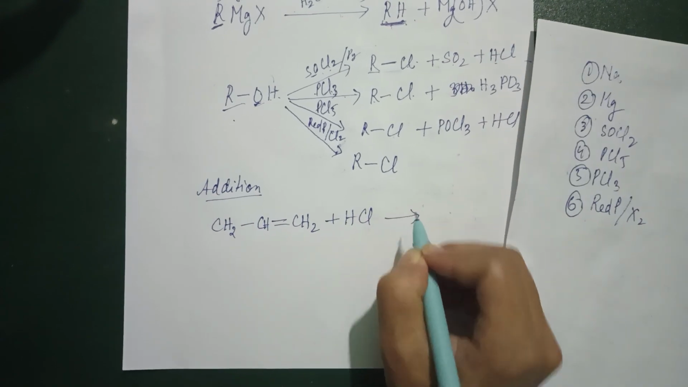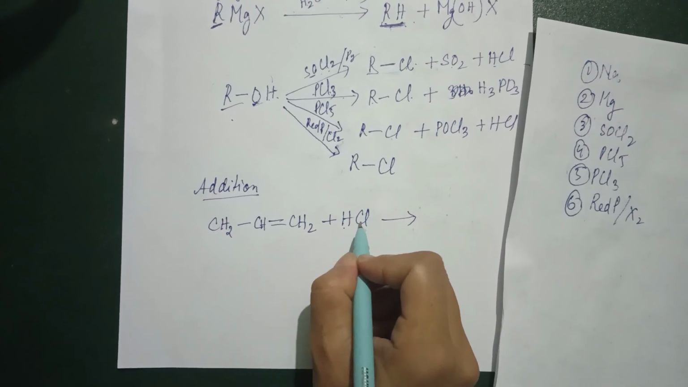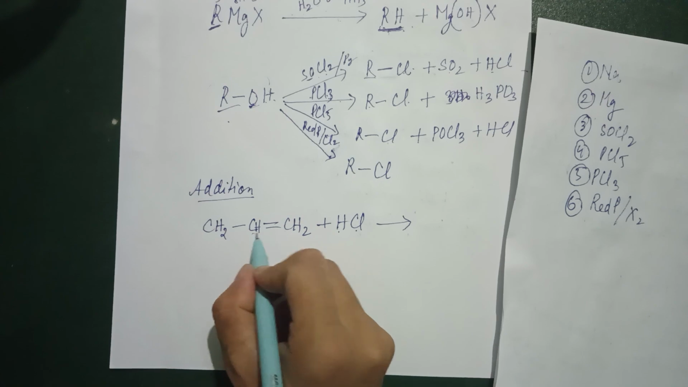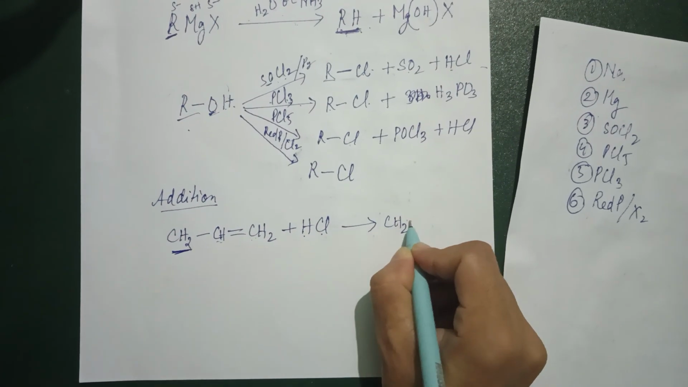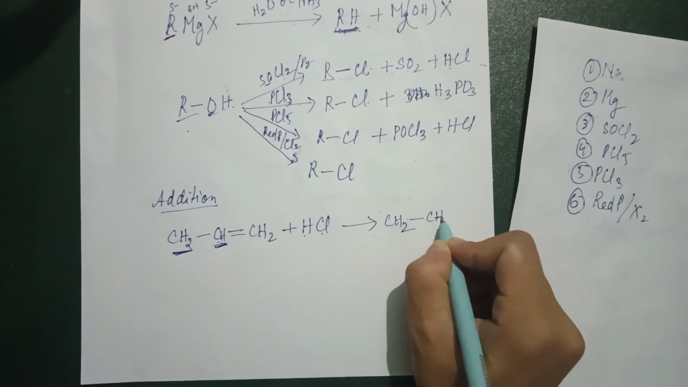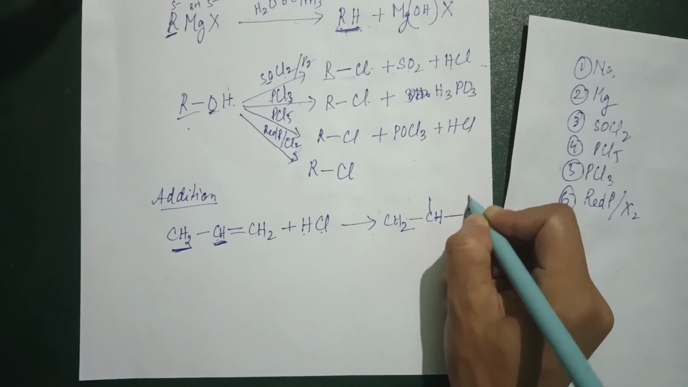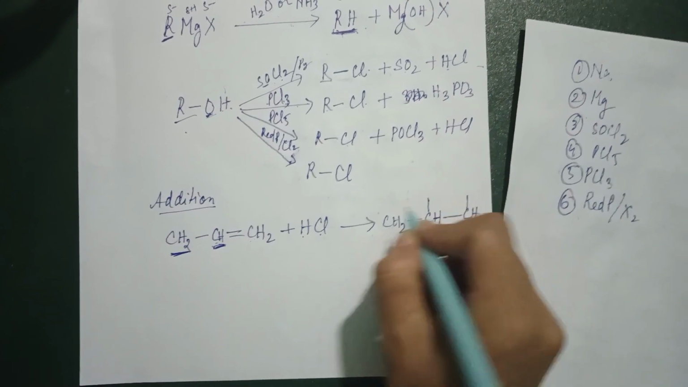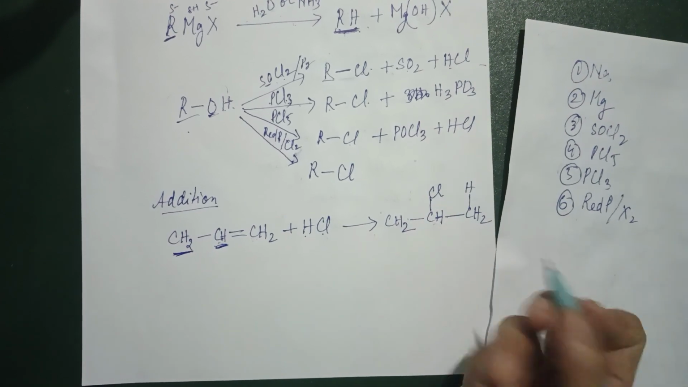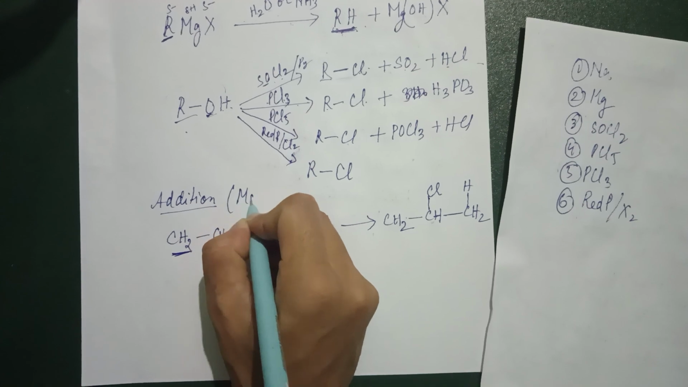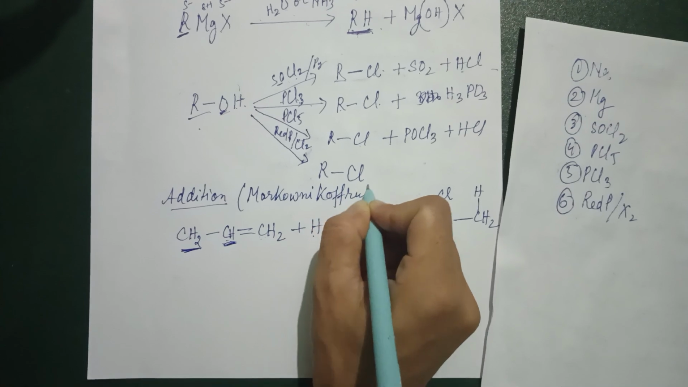See HCl: chlorine is the negative part, and this negative part will go to the carbon atom of the double bond containing less hydrogen. To write it, CH2, CH, CH3, don't change anything, the double bond changes into a single bond. As the pi bond breaks, it forms one bond here, and the negative part goes to the carbon atom of the double bond containing less hydrogen. So this is your answer. This is called an addition reaction, and this is your Markovnikov rule.